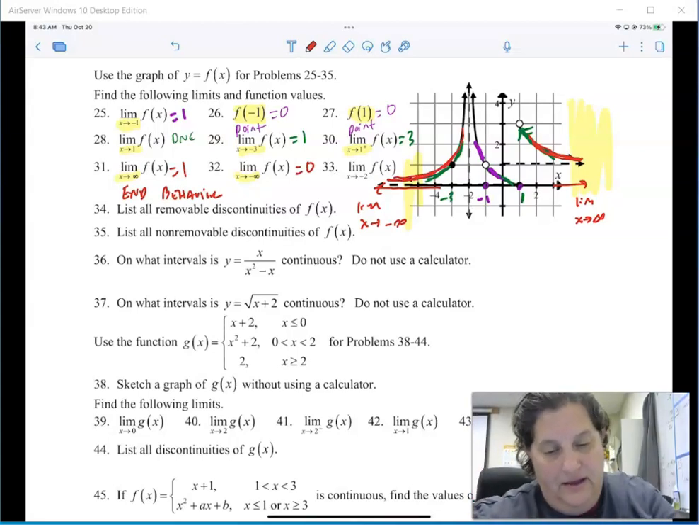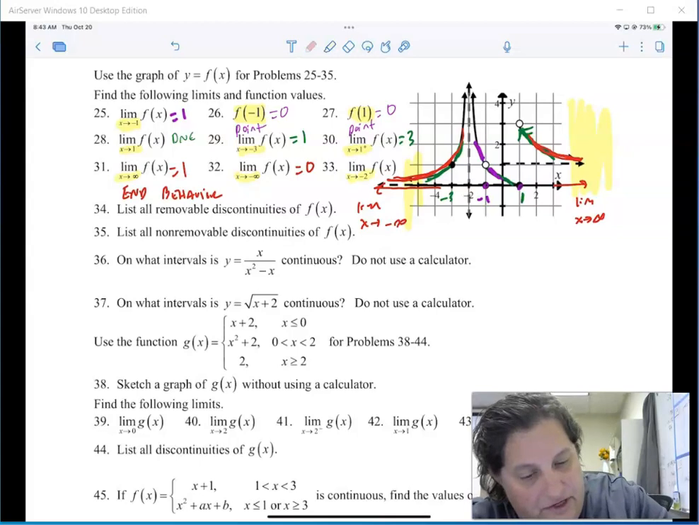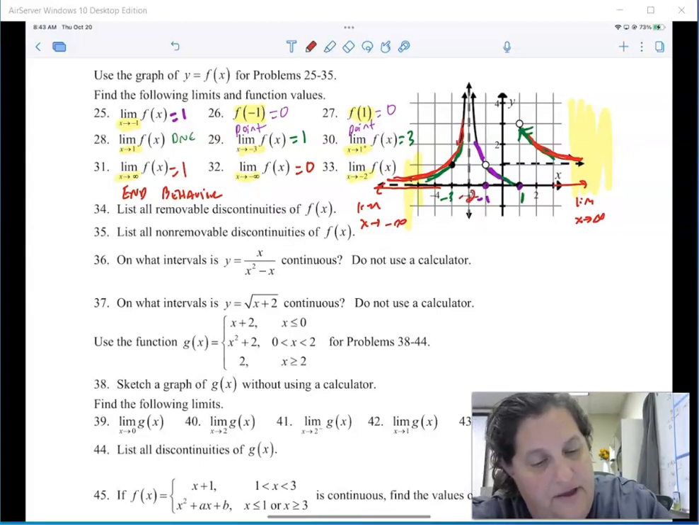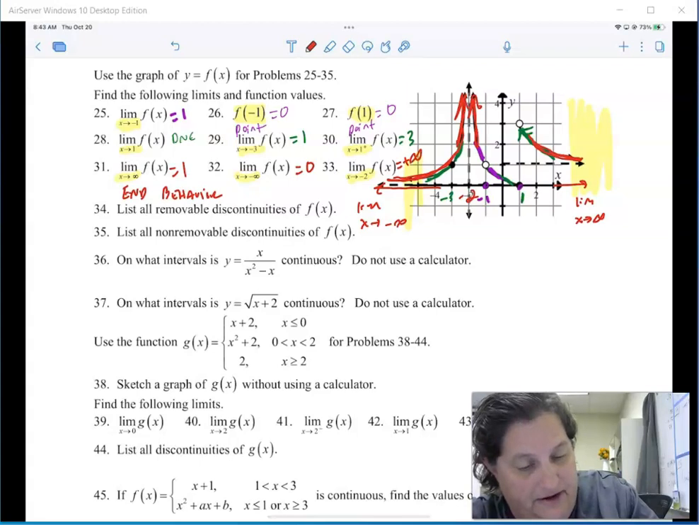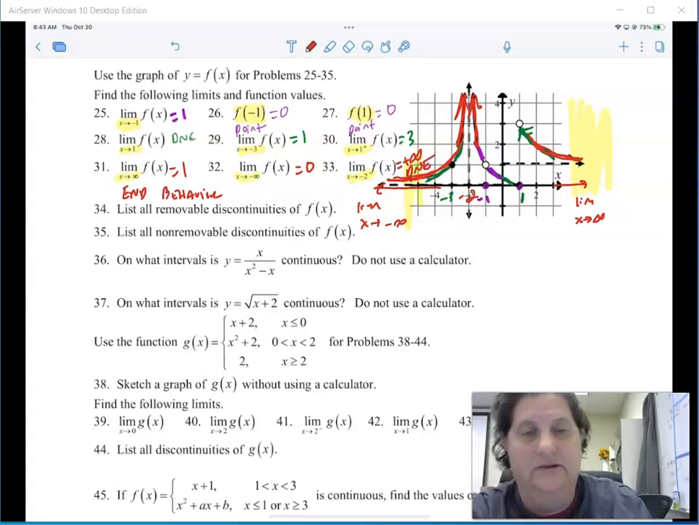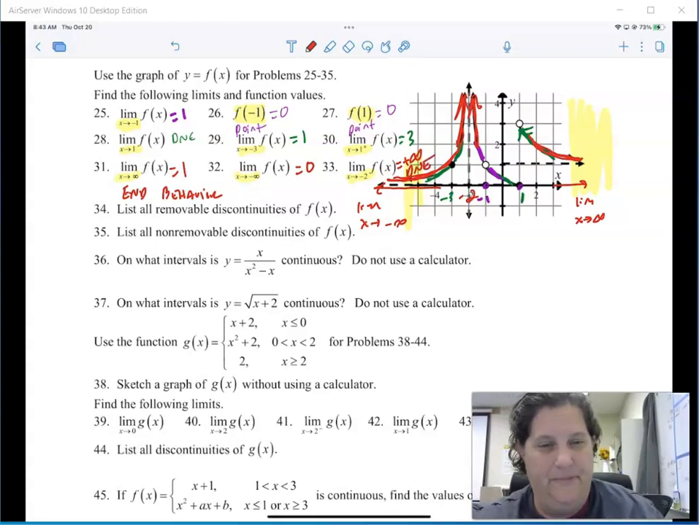All right, and then the last one we have here, as I'm approaching -2, this is an asymptote. Now, because they're both going the same way, all right, I am allowed to say that that's approaching positive infinity. I'm also allowed to say it does not exist. So either one of those would be okay, all right?